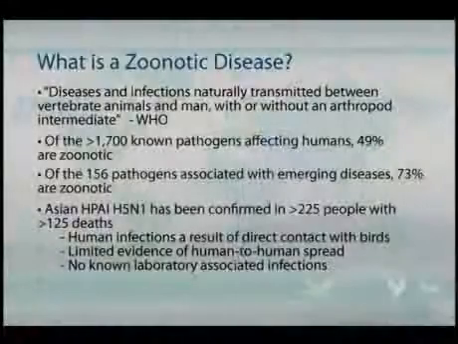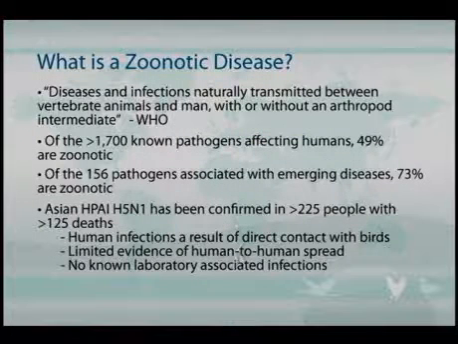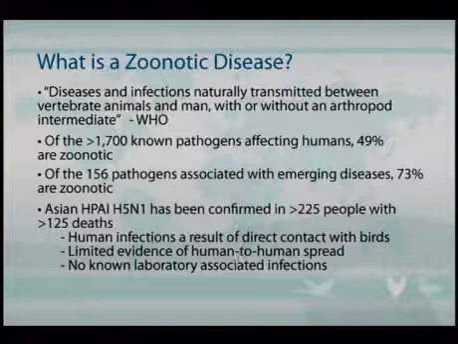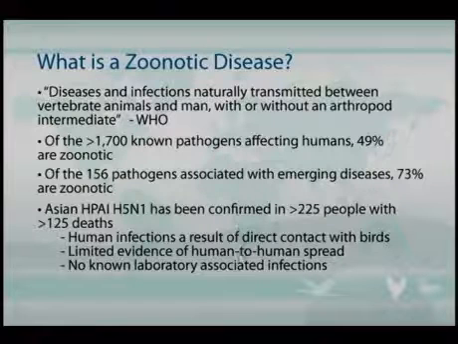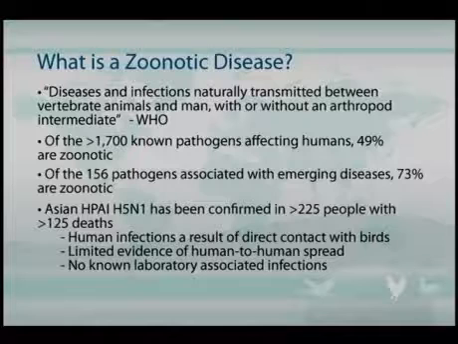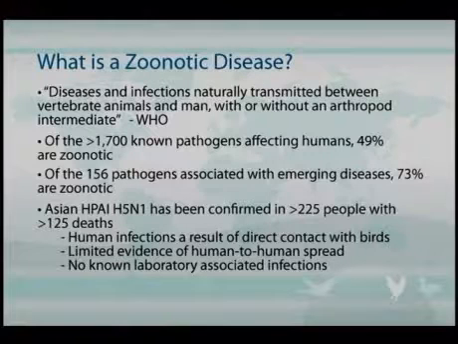So what is a zoonotic disease? Well, as described by the World Health Organization, a zoonotic disease is an infection that's naturally transmitted between vertebrates and man, with or without an arthropod intermediate vector. And of the approximate 1,700 known pathogens that affect humans, it's estimated that about 49 or 50% of those are zoonotic. So if you're working in the laboratory with certainly human samples, a very high likelihood that the samples coming in as diagnostic samples could be ones that could be transmitted to man.